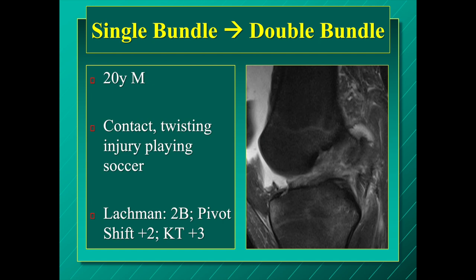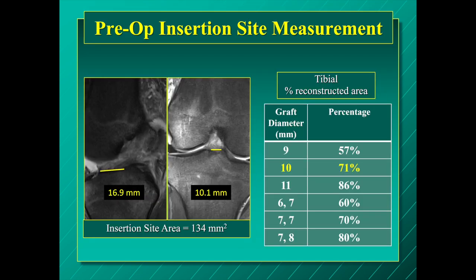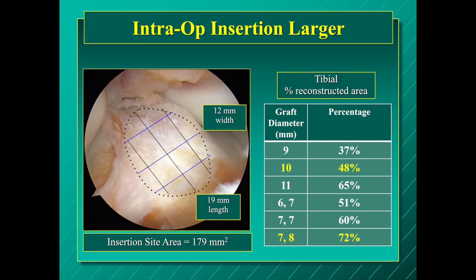Conversion of a single bundle to a double bundle ACL reconstruction in a 20-year-old male with explosive instability. Preoperative measurement in this case suggested a tibial insertion site area of 134 millimeters squared. Percent reconstructed area calculation using these measurements predicted that a single bundle 10 millimeter graft provides 71% tibial coverage. However, intraoperative confirmation revealed a much larger tibial insertion site area of 179 millimeters squared.